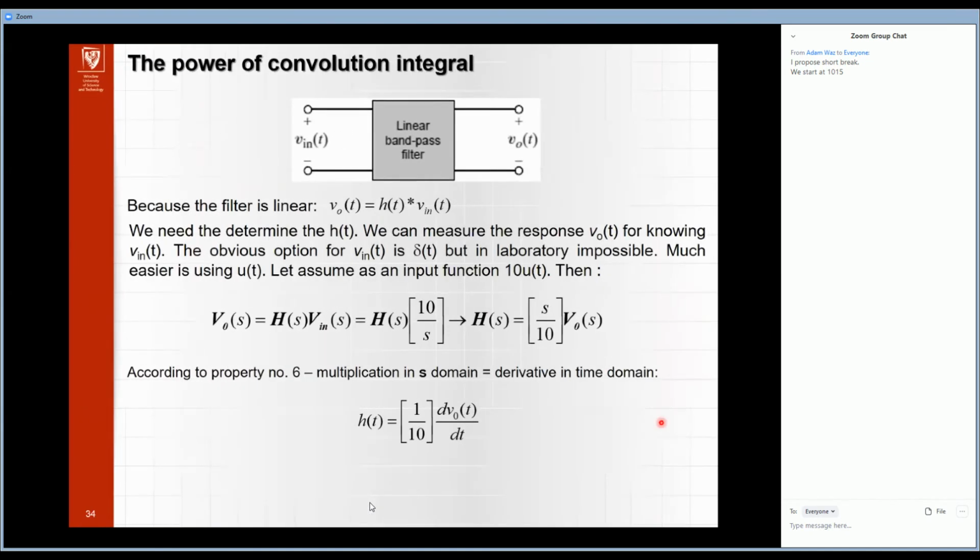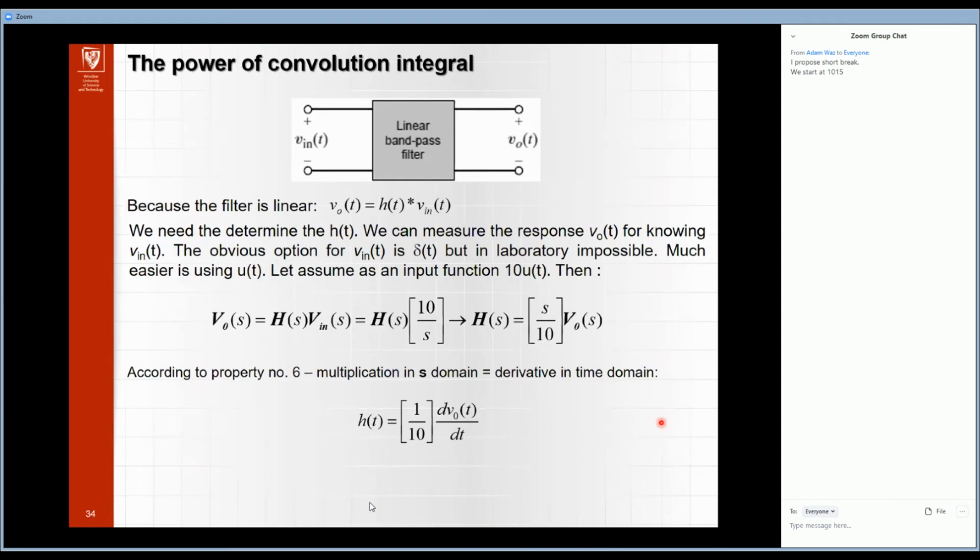But now another example. Now we have a linear circuit, for example a bandpass filter. This is, for example, a black box. We don't know anything about this circuit, and we need to determine h(t). So we can measure the response v(t) for a known input voltage.